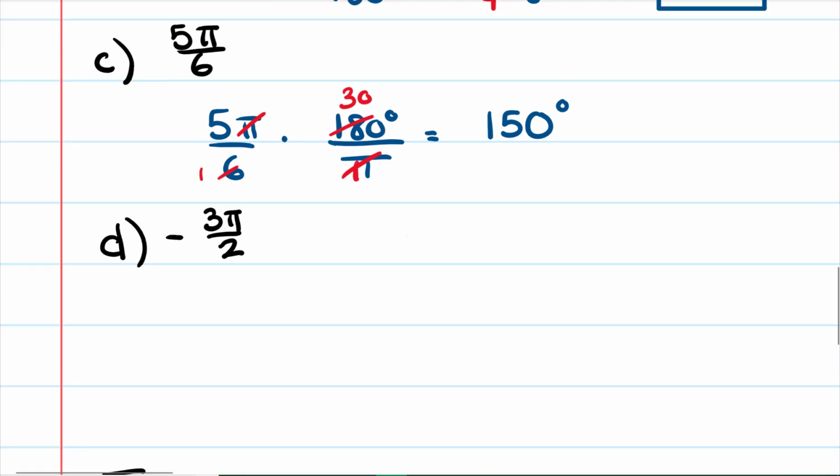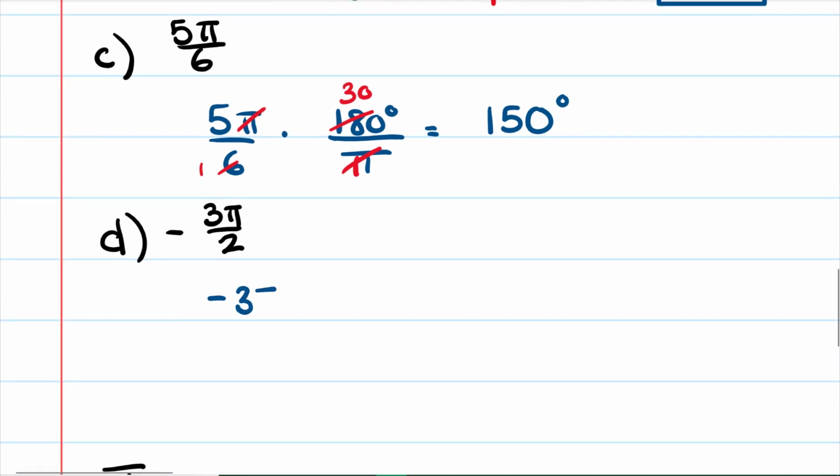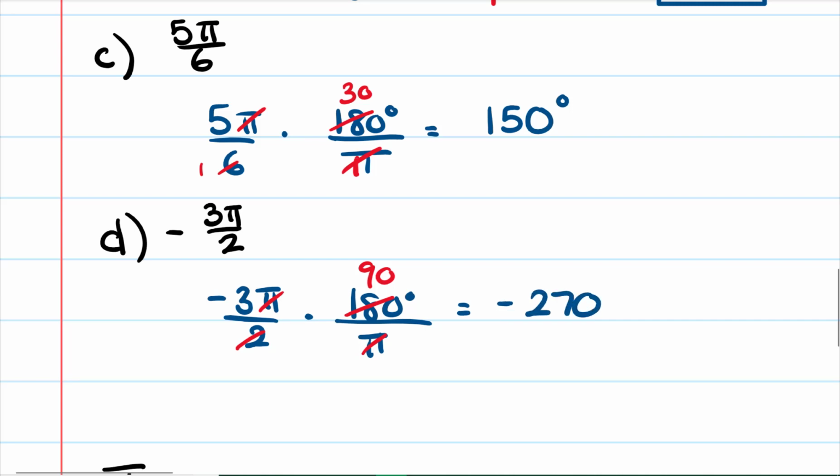Alright, and the last one, negative 3 pi over 2. You're going to multiply by 180 degrees over pi. So our pi's cancel. 2 and 180 makes 90. And then negative 3 times 90 is negative 270 degrees.